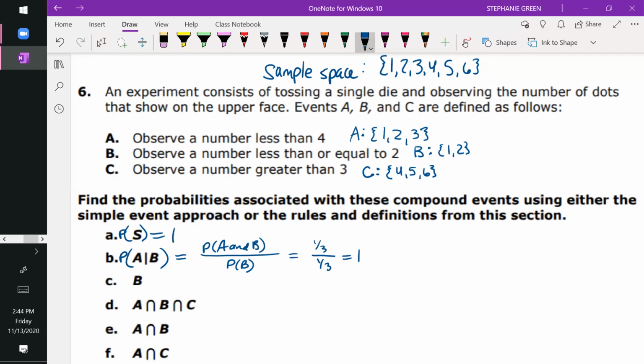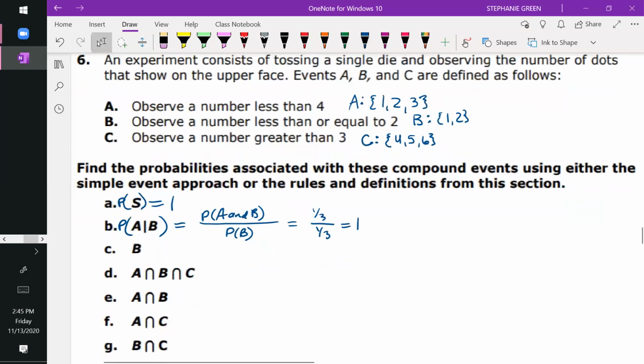Why did we get 1 there? Why is this a guaranteed event? Well, let's look at what we have. It says the probability of A given B. So the probability that we observe a number less than 4, given that we have a number less than or equal to 2. Well, if we know that we have a number less than or equal to 2, the only things it can be is 1 and 2. And both 1 and 2 are less than 4. So this is a guaranteed sequence of events. If I have a number less than or equal to 2, I know I have a number less than 4 because they are completely overlapping. So that's why we got a 1. Great use of that equation though, I think.